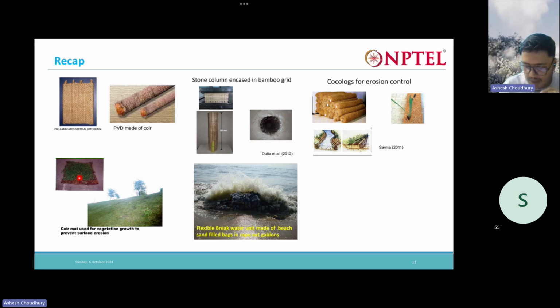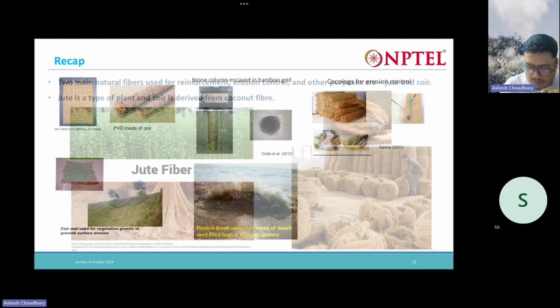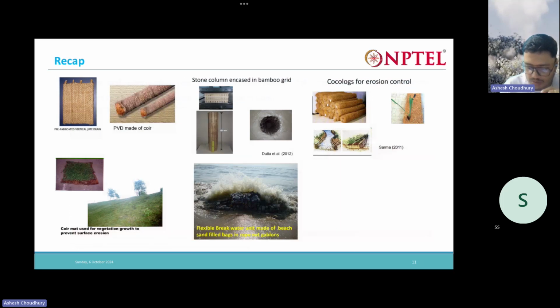Then you have these coir logs and similar products made of jute, which can be placed at the sides to prevent erosion. Then you can see stone columns with the help of bamboo grids being used.